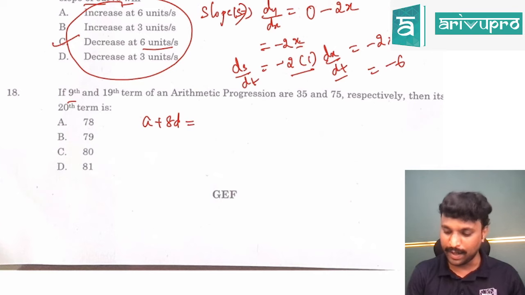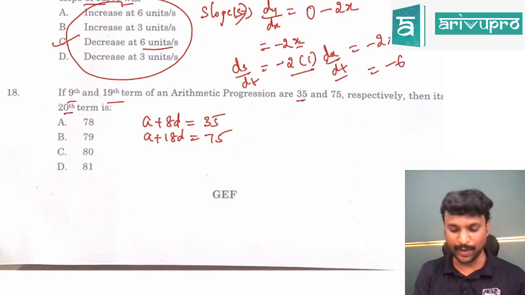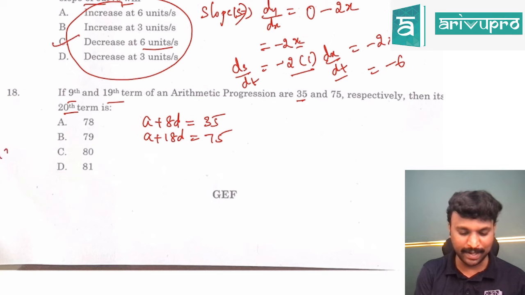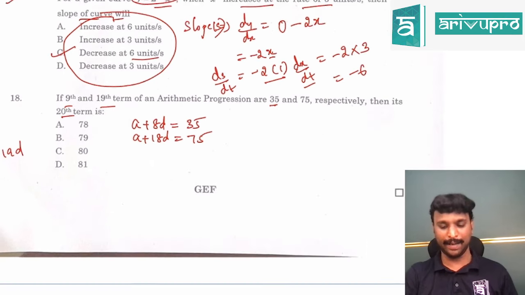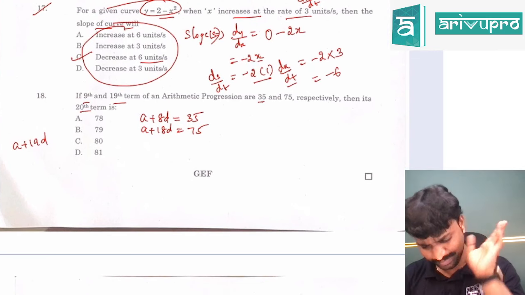Which is equal to 35. And the 19th term of an AP is a plus 18d, which is equal to 75. Correct? So what do we need to find? It's the 20th term. So the 20th term means a plus 19d. That means you need the value of a and the value of d.